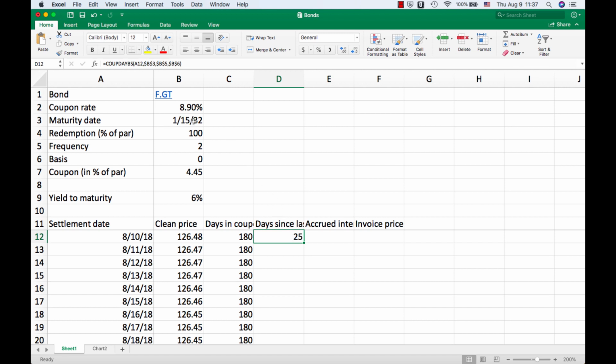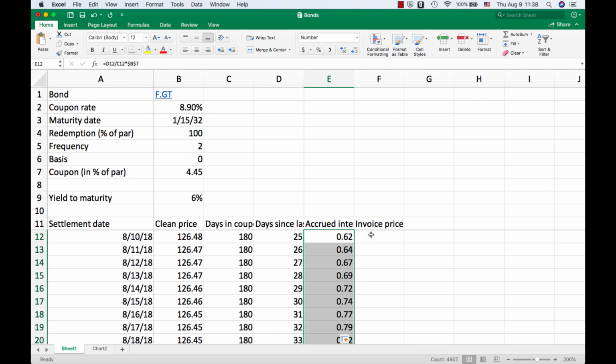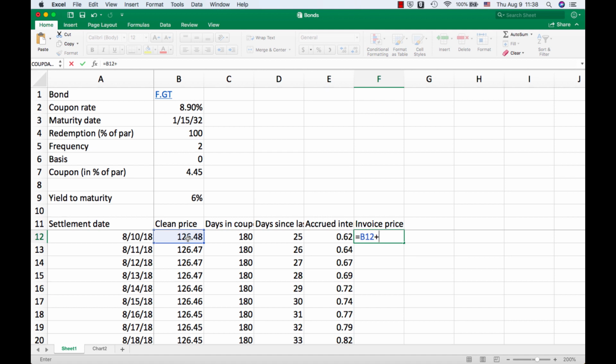We know the maturity date is January 15th, meaning coupons will be paid on every January 15th of every year, and adding 6 months to that, July 15th of every year. So since July 15th to August 10th, that is 25 days. That's how this value is calculated. Now we can calculate the accrued interest, how much interest has accrued since the last coupon. And for that, we just divide the days since the last coupon by the days in the entire coupon period times the coupon that is paid, making only the coupon itself absolute. So it's a small amount. But again, this is in percent of par value. Copying it all down. The invoice price is just the sum of the clean price plus accrued interest.